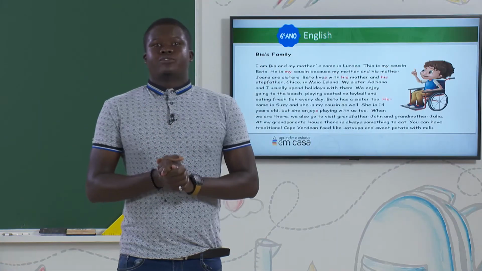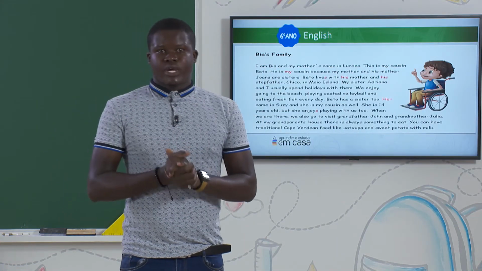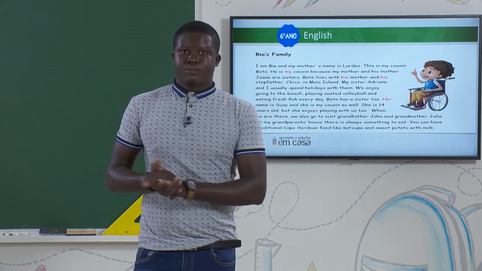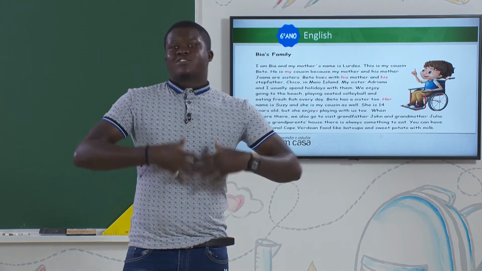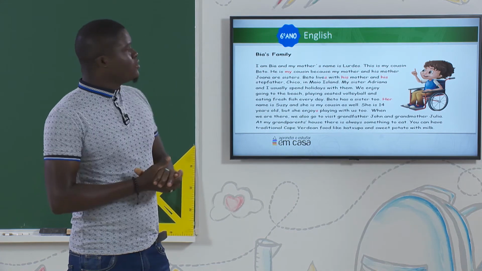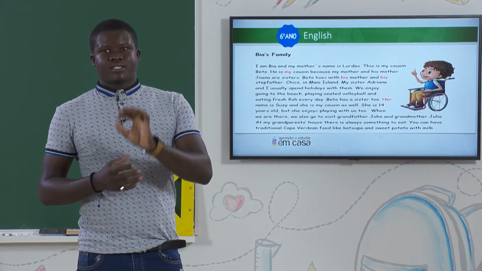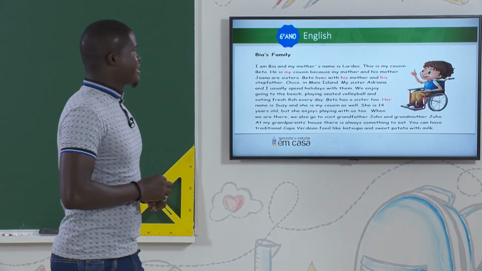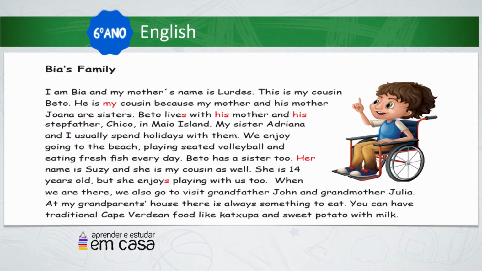Now that we have learned about some vocabulary related to family members' relationships, we have seen some types of families. Now let's look at Bia's family. Let's read this text. The teacher will read the text and the students will pay close attention, listen carefully, because after the text, you guys will do a practical exercise, okay? So let's pay attention to the reading.